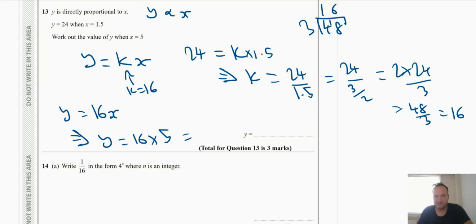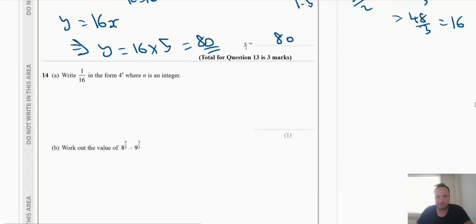16 times 5 is going to be 10 times 5 plus 6 times 5, which is 50 plus 30, which is 80. So y is equal to 80 is going to be our final solution. Question number 14.